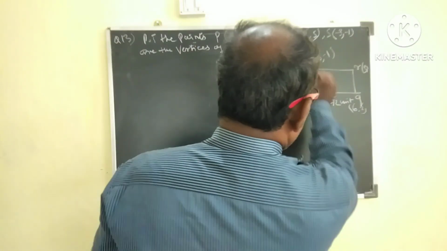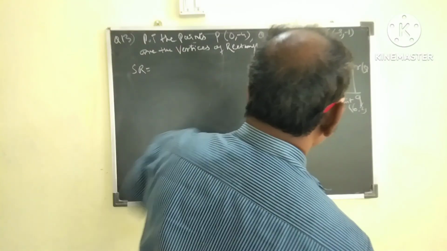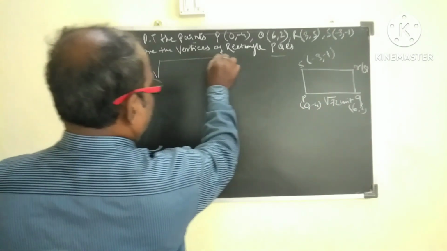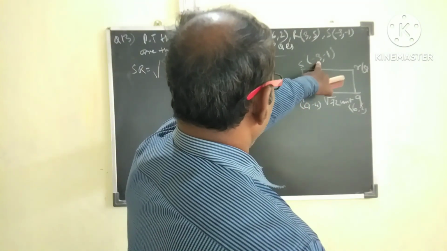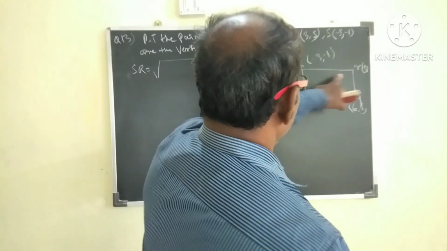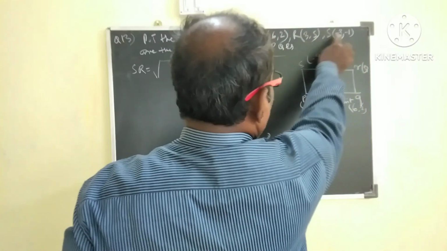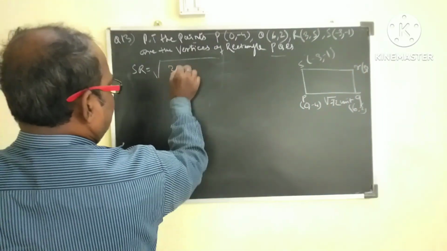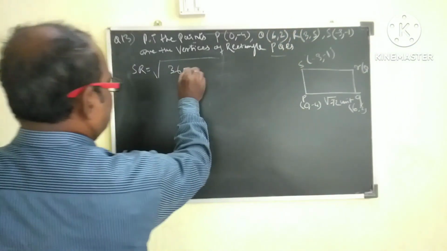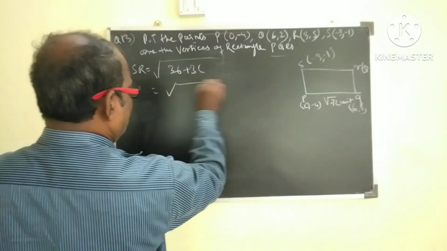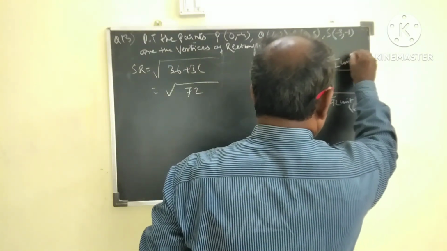Next we write SR. SR is equal to root over, minus 3, here R is 3 and S is minus 3. So 3 plus 3 is 6, that is 36, and 5 minus minus 1 is 6, so plus 36 equals root 72. Write down here root 72 units.